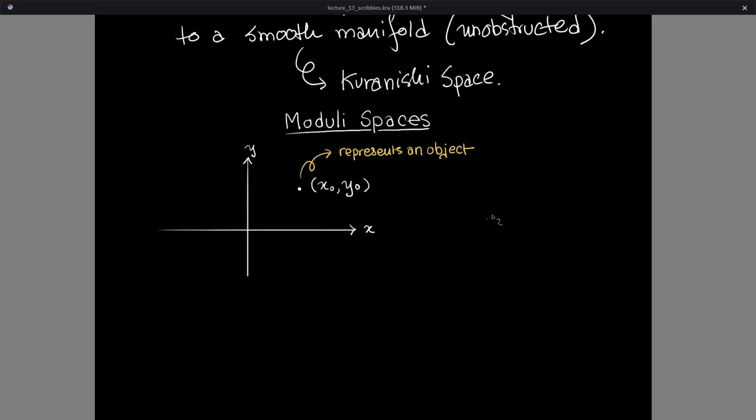So how can a point represent an object? Well, if there are a finite number of parameters that you could use in order to describe that object, then you could plot every combination of those parameters as a point in a space. That space is called a moduli space. Moduli space, singular modulus, a moduli space, and the parameters themselves are called moduli.